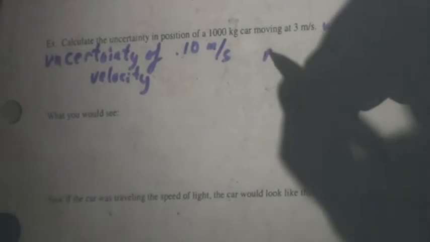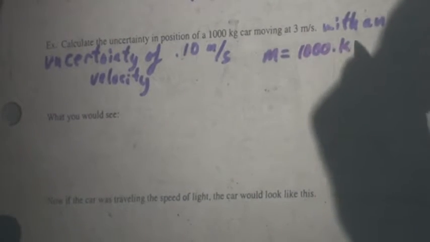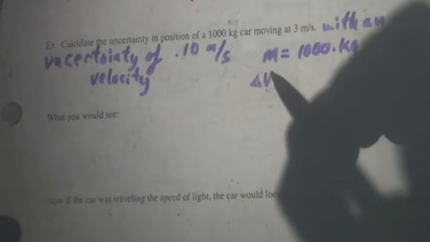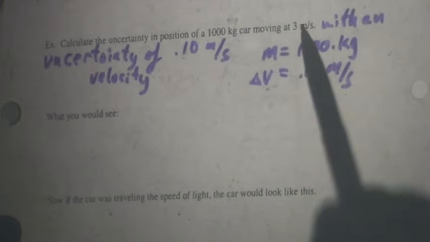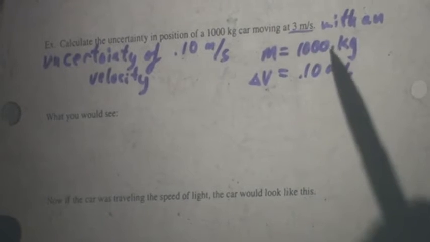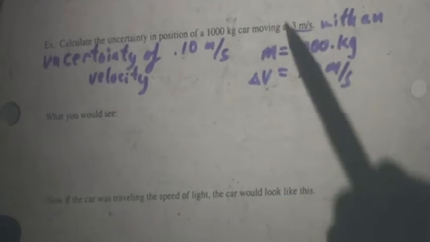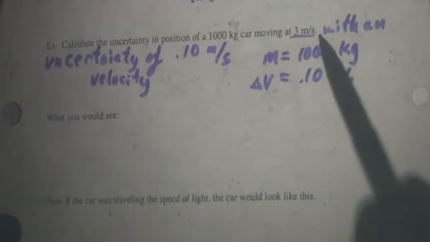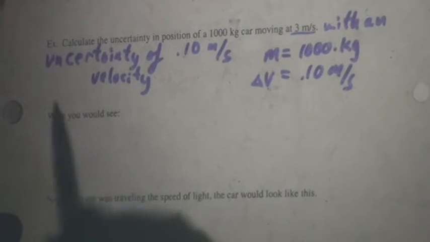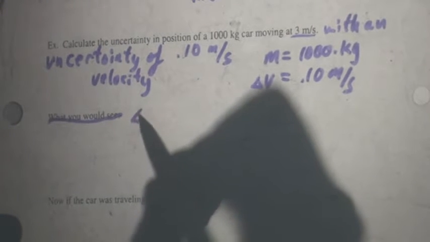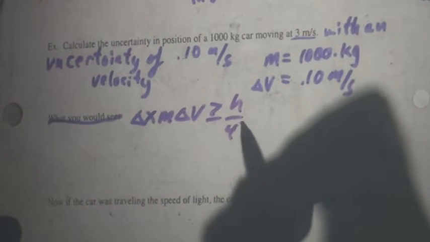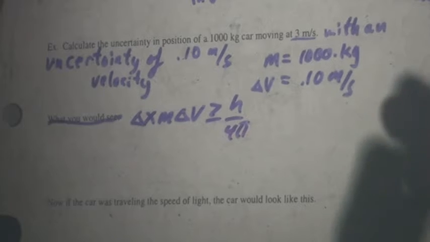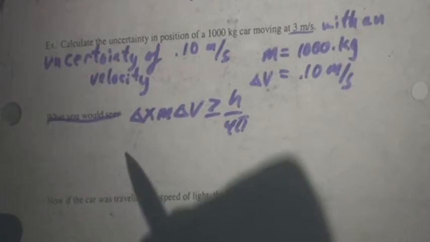So my mass is 1,000 kilograms. My uncertainty in velocity is 0.10 meters per second. Do not confuse your velocity with your uncertainty in velocity. 3 meters per second is my velocity, but my uncertainty is 0.10. So we're going to find the uncertainty in position. So my equation is delta x times mass times delta v greater than or equal to h over 4 pi. Solve for delta x.